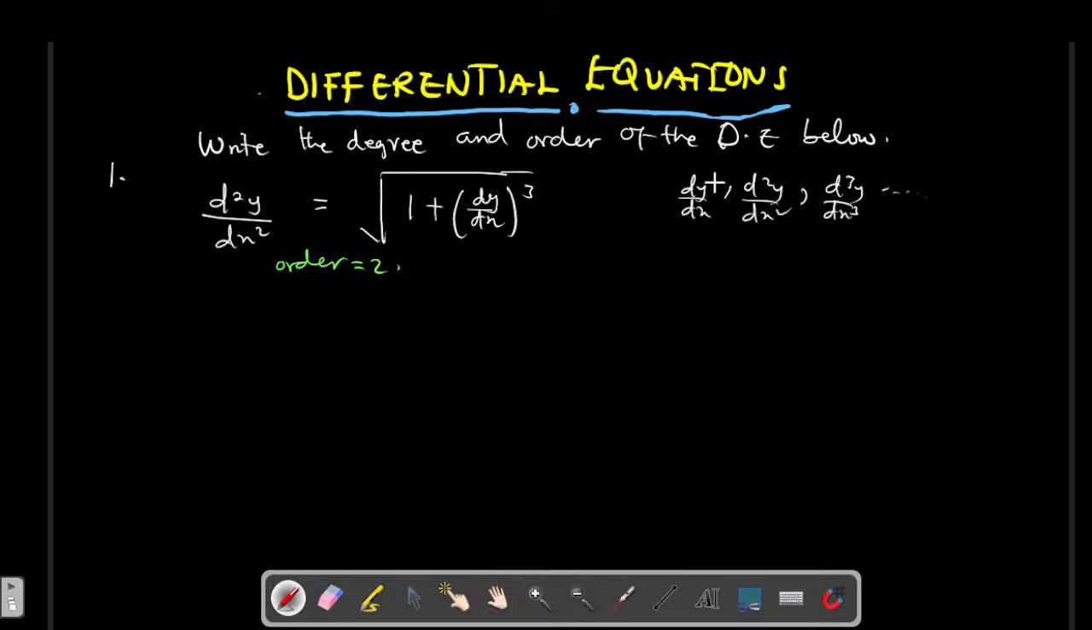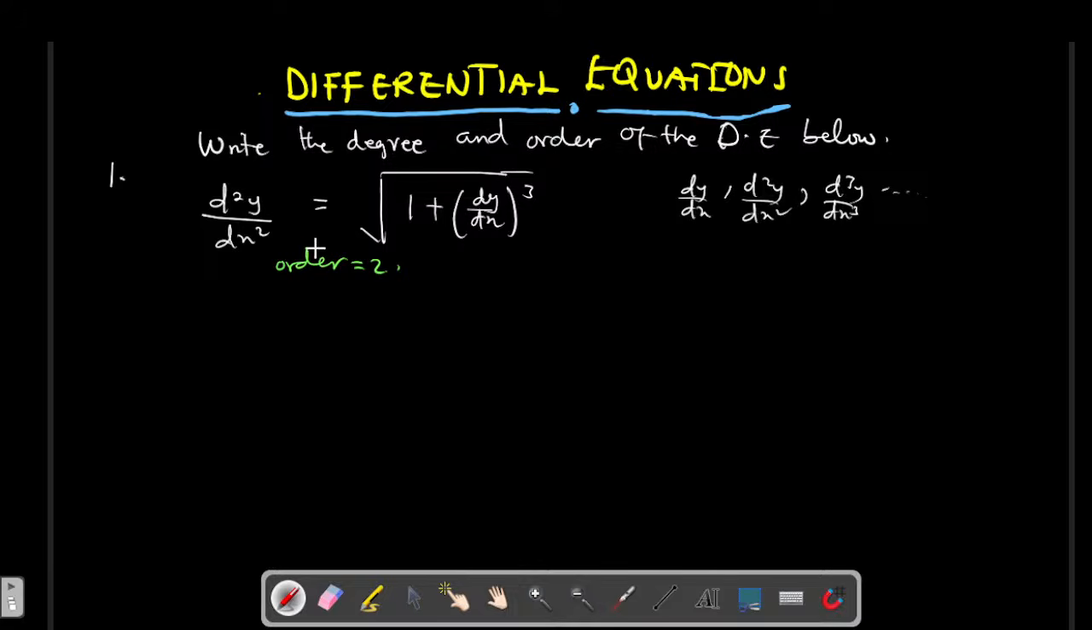Degree is simply the power to which the order is raised. Once you have identified your order, that is the highest derivative, you ask yourself, what is the highest power this derivative is holding? Sometimes you can see the highest derivative occurring more than once. In this situation, it's only appearing here. Sometimes you can see another part of the equation still having d squared y over dx squared, but with a different power. So we choose the highest power, and that becomes the degree of the differential equation.